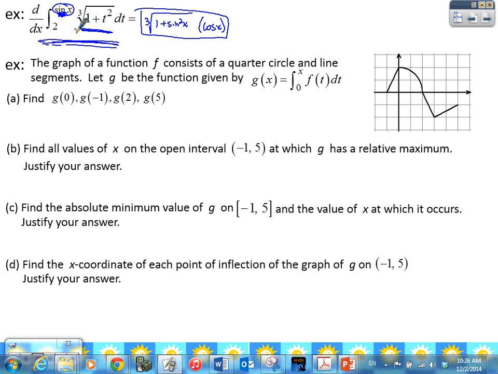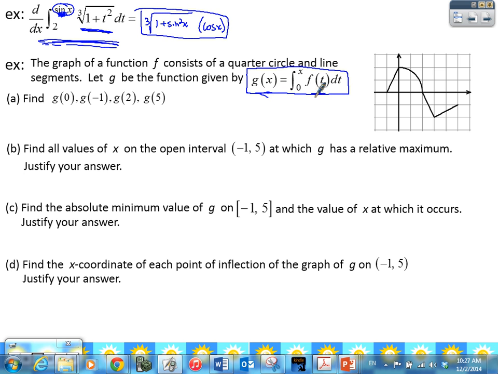All right. Now let's get to the other portion of Fundamental Theorem Part 2 that's really, really important. This is a function defined by an integral. Okay, so this is a really, really big deal. Let's interpret what it's saying first. The relationship between f of t and g of x.